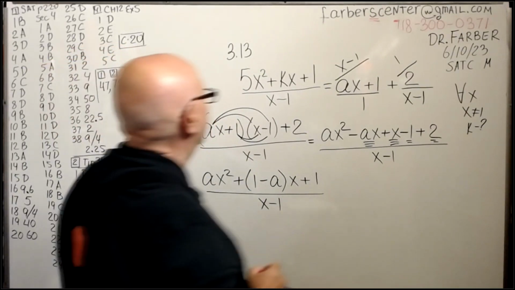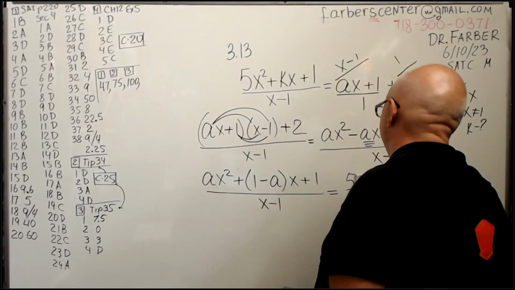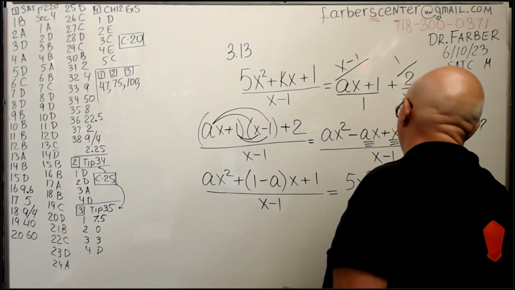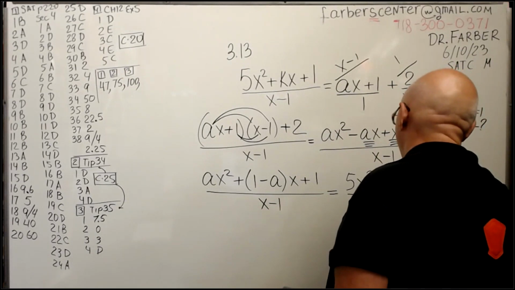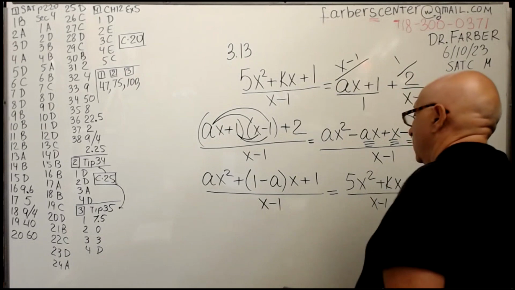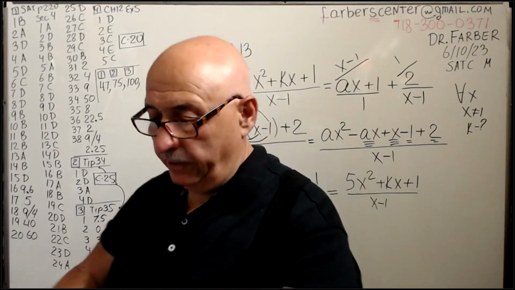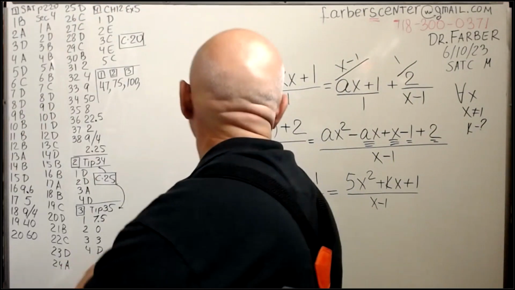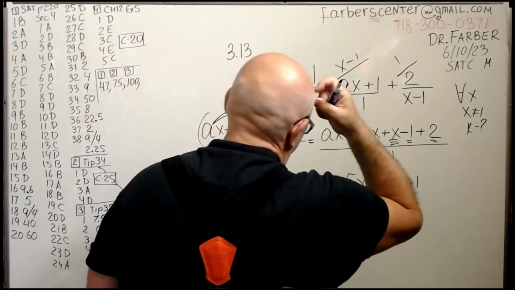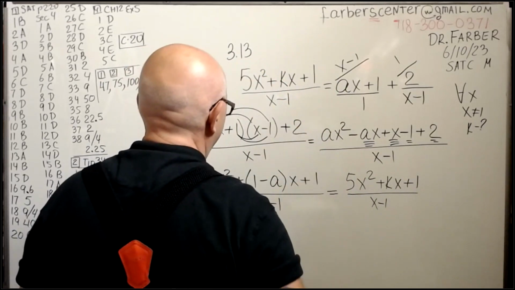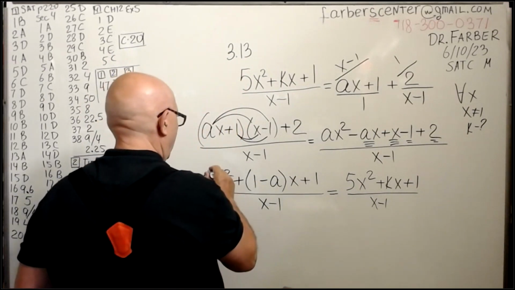But let me write what we had at the beginning. It equals 5x squared plus kx plus 1, divided by x minus 1. We have two fractions. The denominator is the same. In order for them to be equal, I'll take a different color. We're supposed to have the same value for the coefficients, right? Look at this.